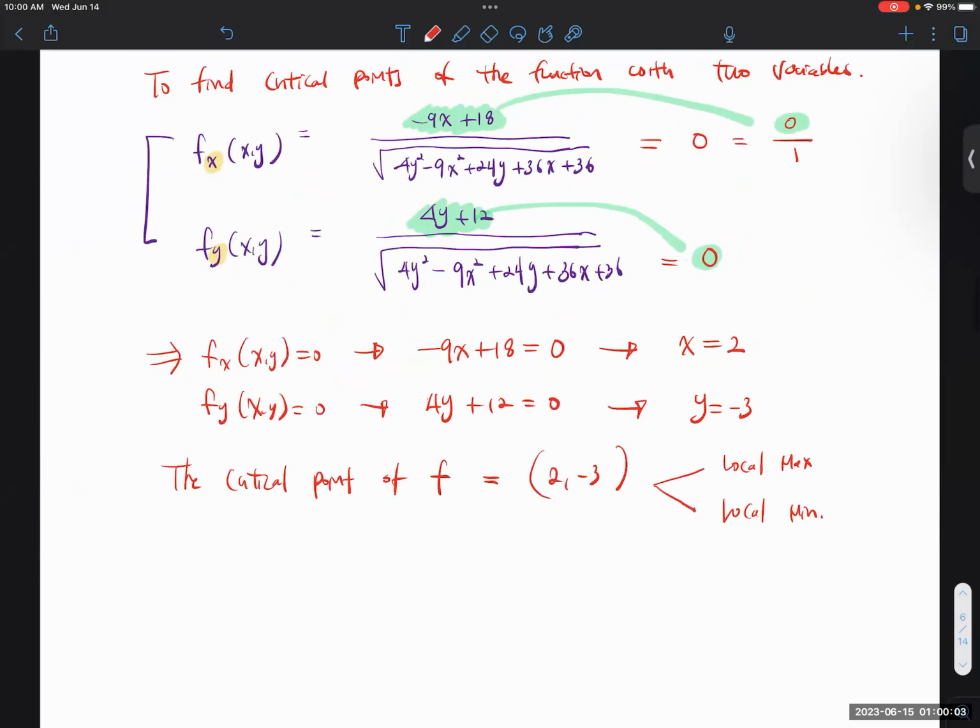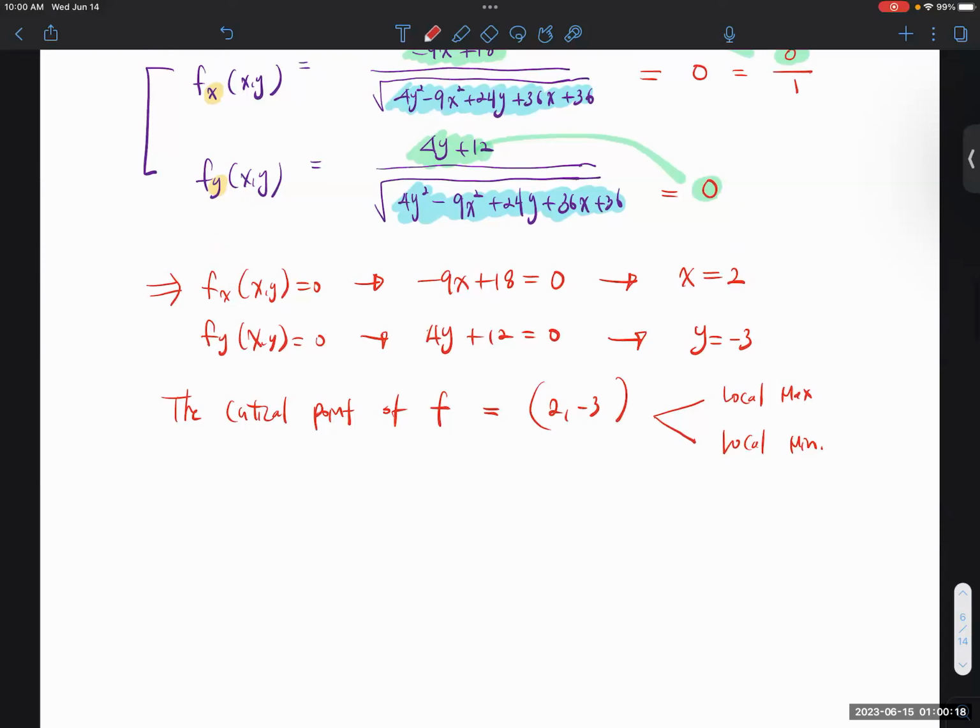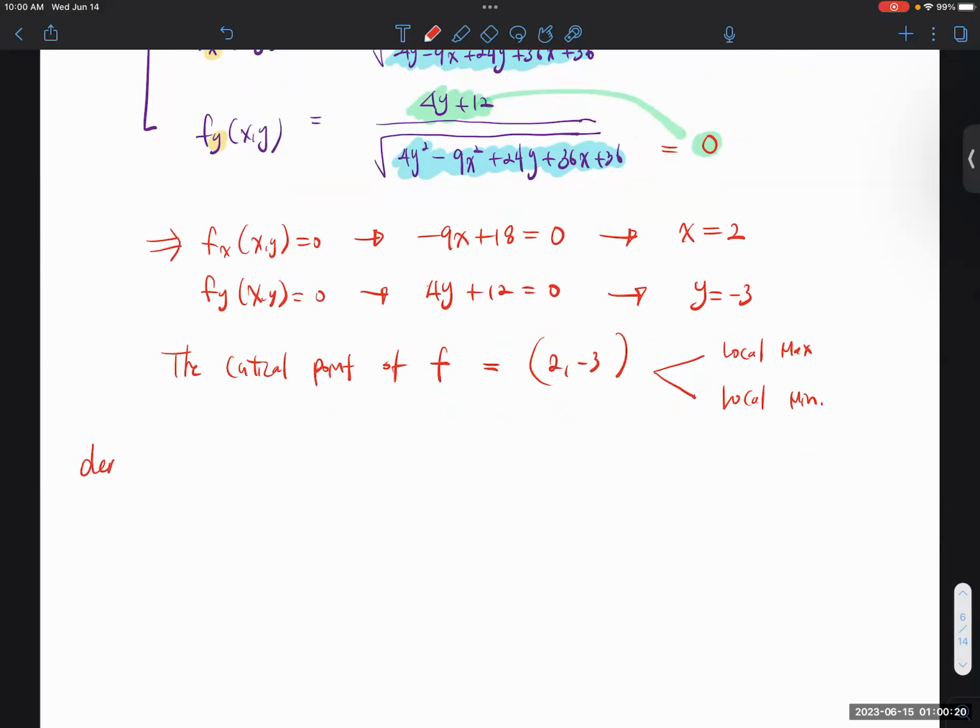Now you might be wondering, Professor Ben, what should I have to do with the denominator? We're going to work with that right now. This is the denominator, and we have the same denominator. Look at that: this denominator has a radical.